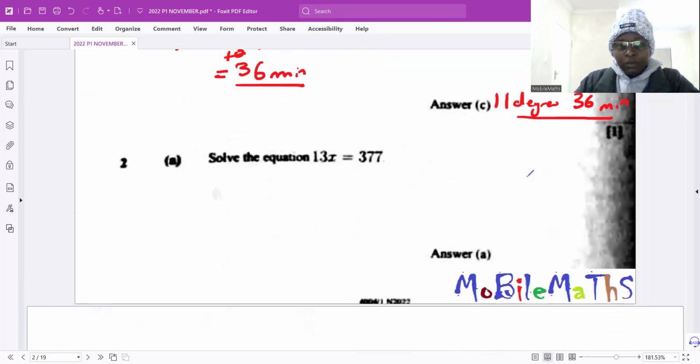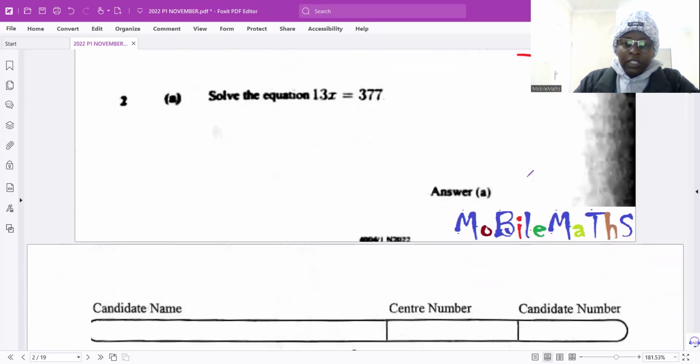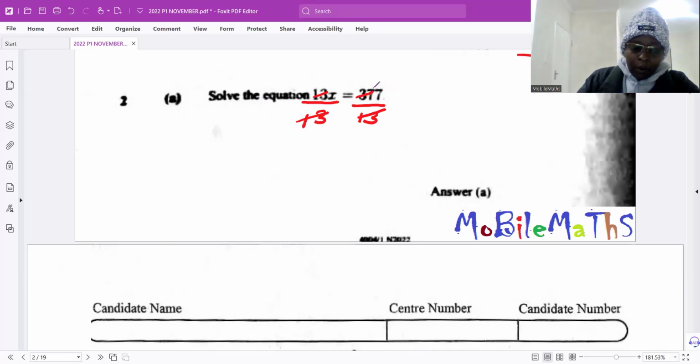Okay, let's move on. Solve the equation 13x = 377. When solving this equation, we can divide both sides by 13. This side, they cancel each other. We get 13 into 377. I can just say 13 into 37, that's 2. Let me just divide it.